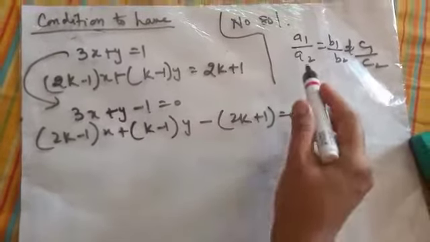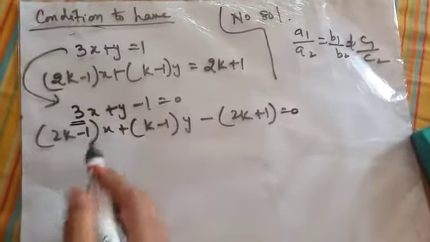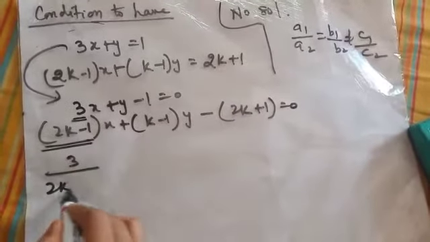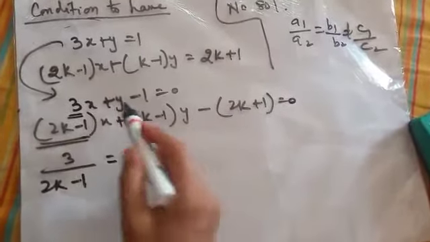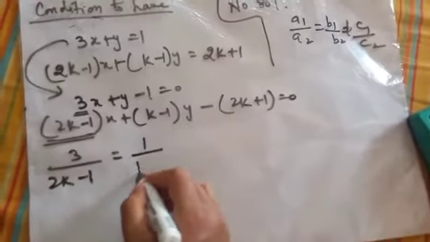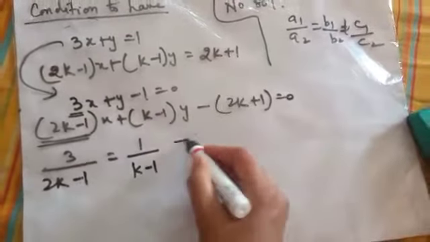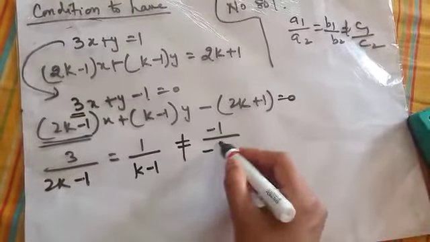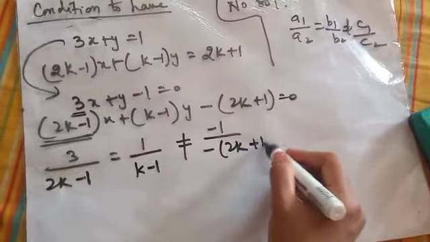So now I have to write a1 by a2. So what is a1? a1 is 3 upon a2. What is a2? a2 is 2k minus 1 is equal to b1. What is the coefficient of y? 1. Here what is the coefficient of y? k minus 1 is not equal to c1. c1 is minus 1 upon minus, in 2k plus 1.